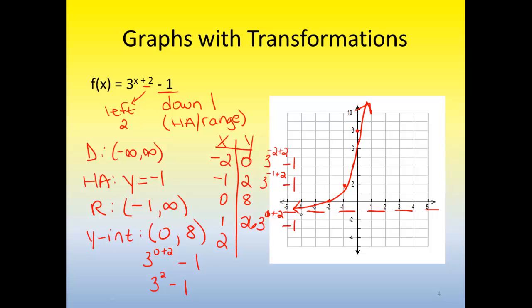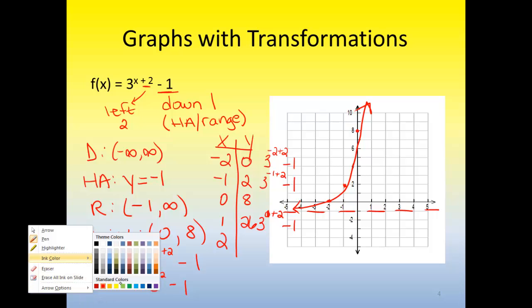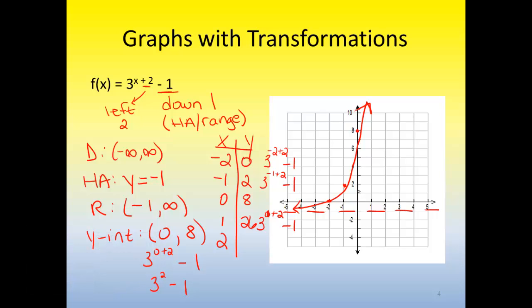So there is our exponential function. Only basic information that changed was my horizontal asymptote and range from the transformation, and then the y-intercept. So again, where'd that y-intercept go? Well, on a standard graph, the y-intercept is at 0, 1. If we apply the transformations left 2, down 1, that y-intercept gets moved to a completely different location. We're not going to focus on where that y-intercept goes. You just need to be able to create the information and then create your table of values.